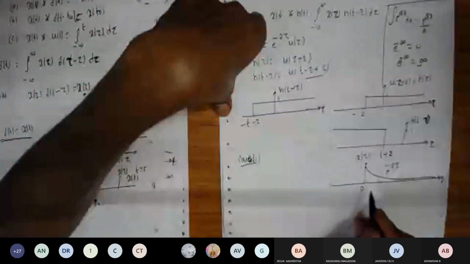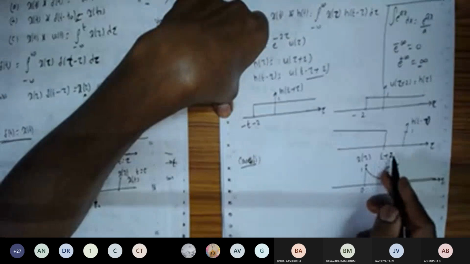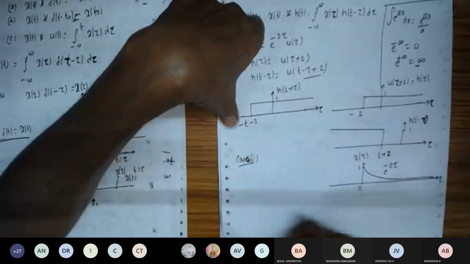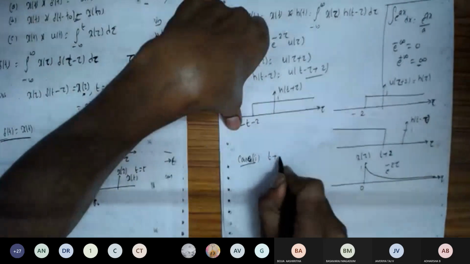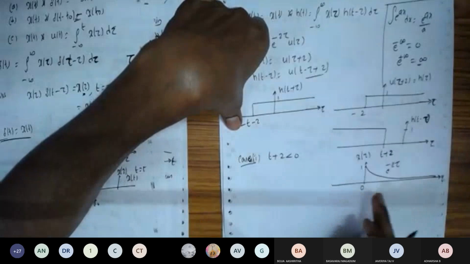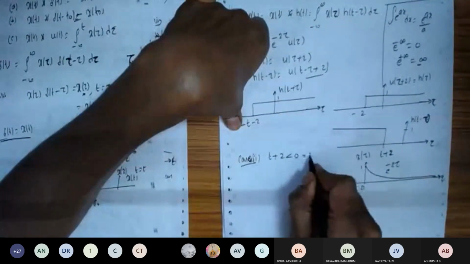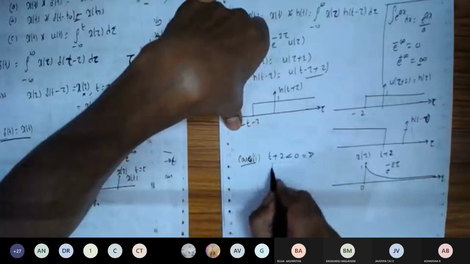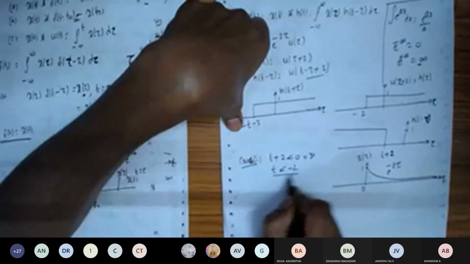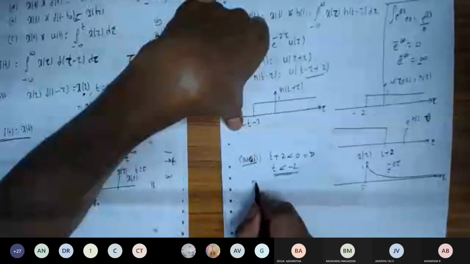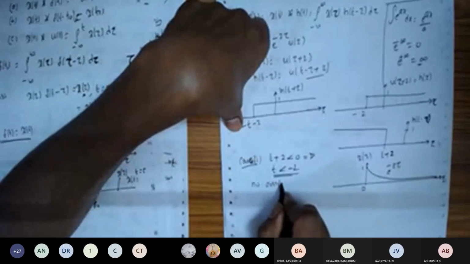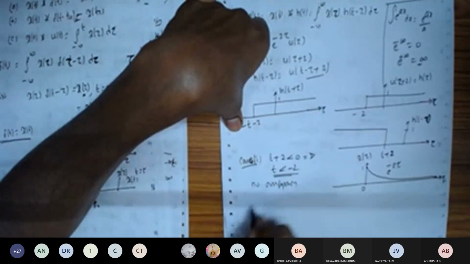So the first case is the non-overlapping condition. The condition is that t plus 2 is less than 0. I'm not going to use equals, it is strictly less than 0, because there is no overlapping we need to see here. So this implies that t is less than -2, and there is no overlapping of the sequence.